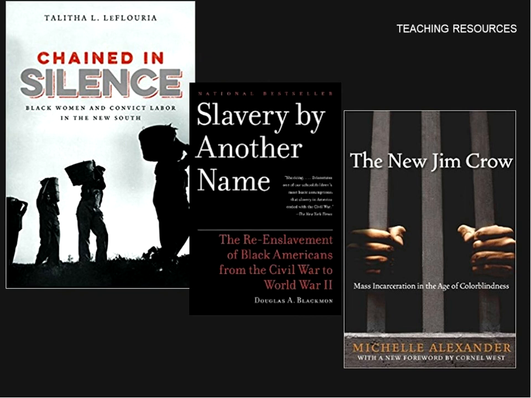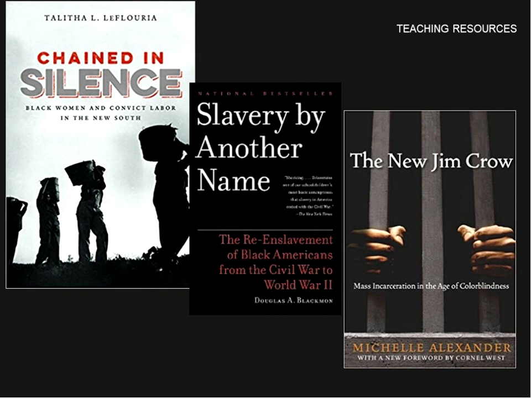That book is an excellent segue to the third book that I highly, highly recommend, Talitha LeFlouria's Chained in Silence, that looks at this issue from a gendered lens. What she looks at in Black Women and Convict Labor in the New South is the ways that the prison system, arresting a critical mass of African-American men and women, was central to the rebuilding of the South after the Civil War. The use of chain gangs and forced labor was then used not only in private industries like the cotton industry in Georgia, but also for the building of railroads, which were essential for the rebuilding of the economy of the South.